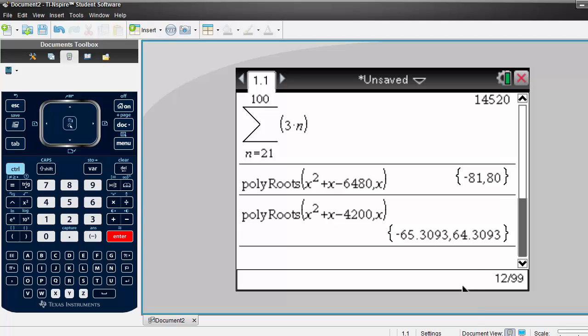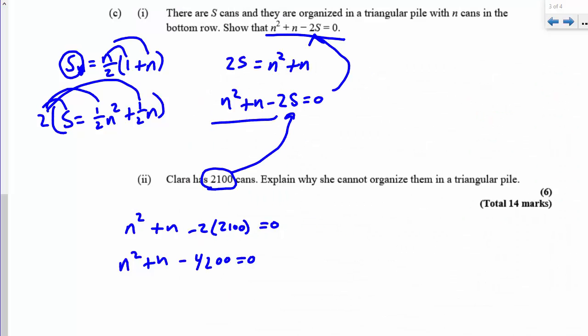So let's think about that for a second. When I go back to this, okay, this means that the bottom row is going to have 64.3 cans. That is not good because most people don't have 0.3 cans. Nobody ever sees part of a can, so that's not good. So what I'm going to say then is I don't have an appropriate number of cans to make a proper triangle. I either need to take cans away from this total number that I have right here, or I'm going to have to add some cans to it in order to make a triangle that's appropriate.